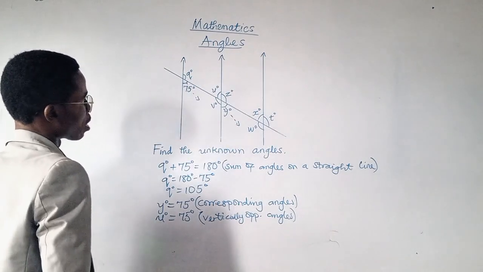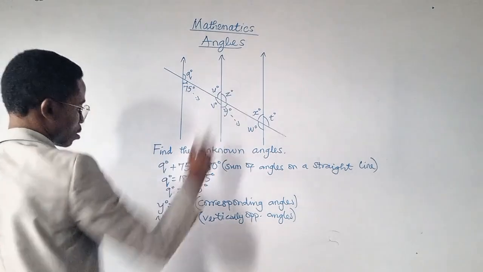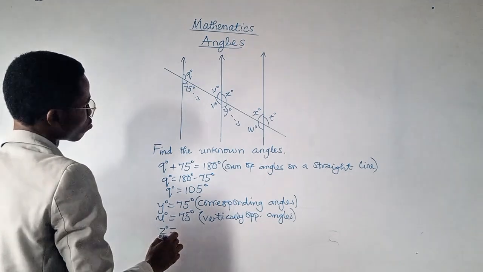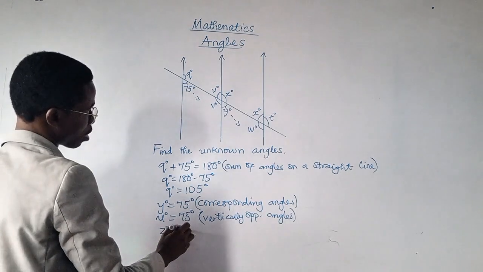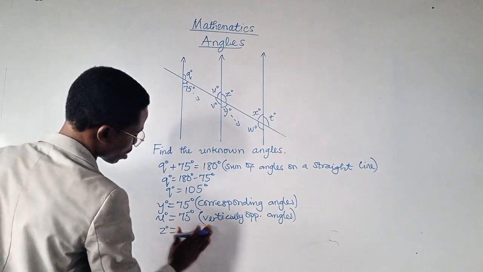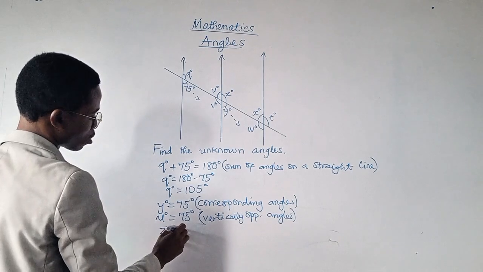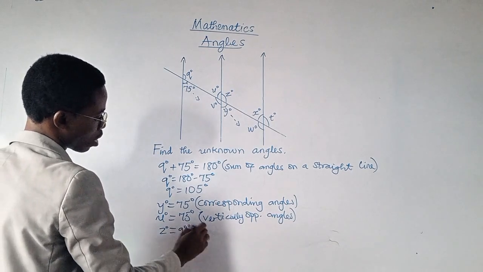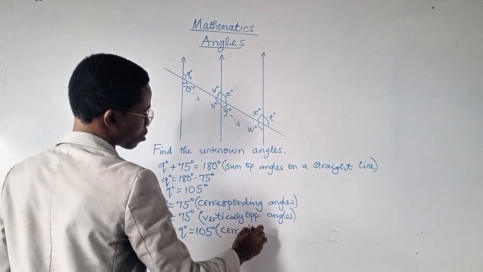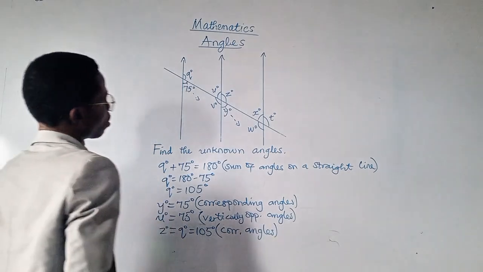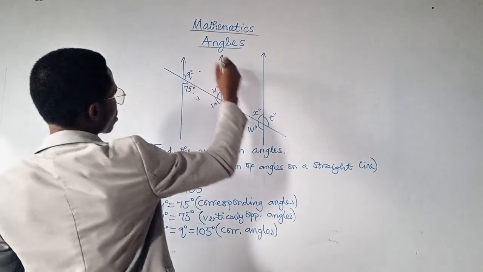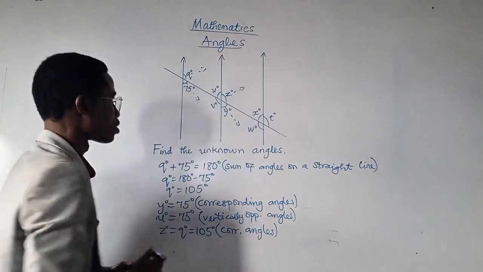So after that, we can find Z. Say Z equals 105. Why do we say, okay, let's say Z, to make you understand, equals Q, which equals 105 degrees, corresponding angles, because this Z and Q are facing the same place. If you look at it, they are facing the same place.